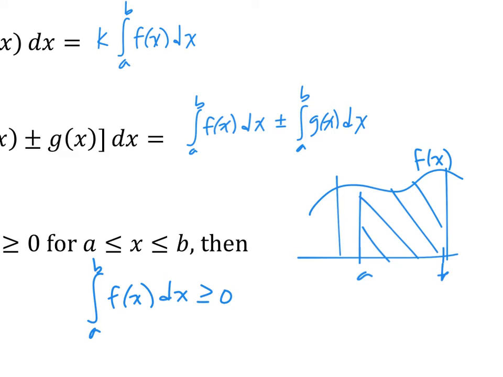Because if your function is up here, you're trying to find this area. This function is higher than 0, then your area must be higher than 0. Right? So then the opposite is true. If your function is below, then when you're integrating, it's always going to be negative.